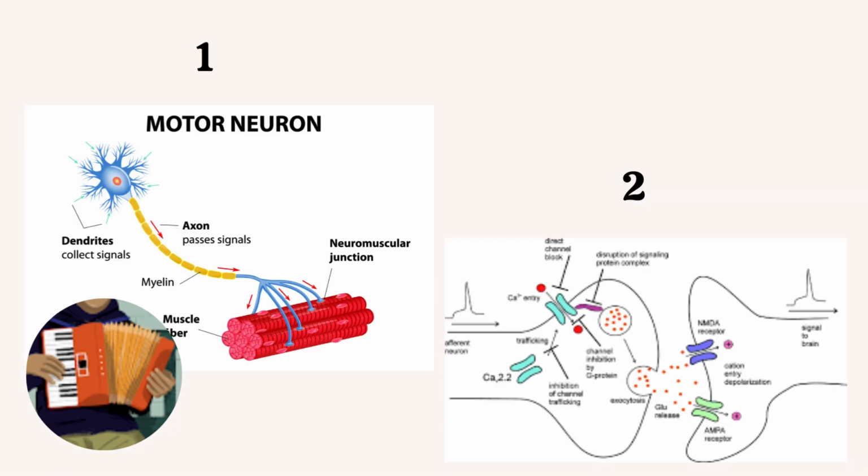So this is the motor neuron. We see here the dendrites and also the axon of the neuron and the neuromuscular junction, and also the second step, how the calcium enters the neuron.